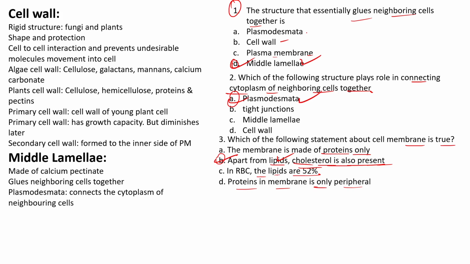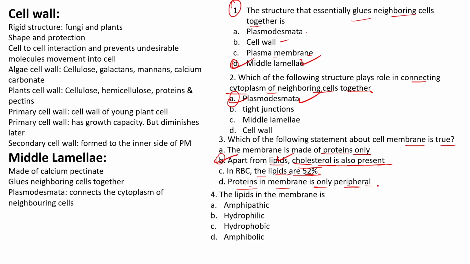Lipids are mainly 40%, the proteins are 52%, and the membrane having only peripheral proteins is not true. It has both integral and peripheral proteins. So now let us look into the next question. The lipids in the membrane are amphipathic, hydrophilic, hydrophobic, or amphibolic. I have discussed this in the initial part. The answer is amphipathic. Any molecule that has both hydrophilic and hydrophobic properties is called amphipathic, and the phospholipids of the plasma membrane exhibit this property.